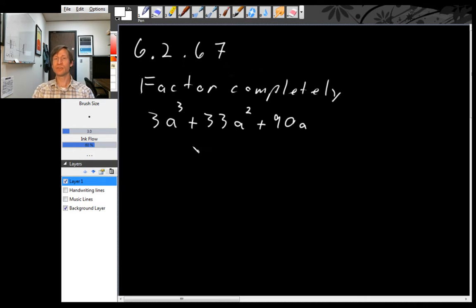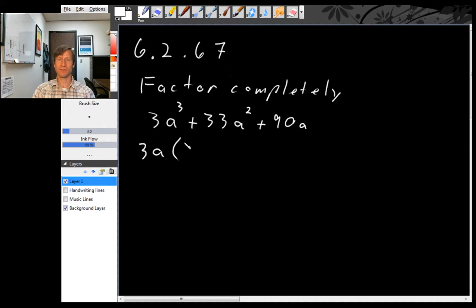The first thing to do whenever you're factoring anything is to factor out a common factor. So for these three terms, it looks like they all are divisible by 3. So we'll factor out a 3. Also, they're all divisible by a, so we need to factor out an a. So we're going to factor out 3a.